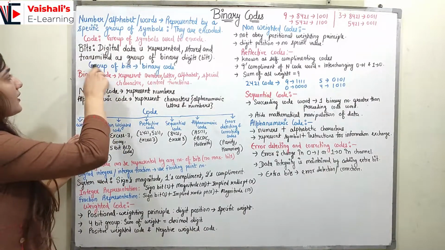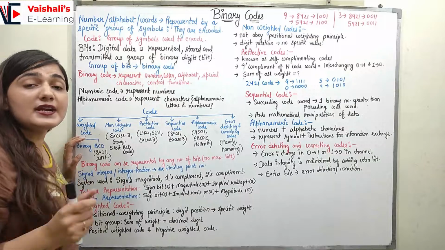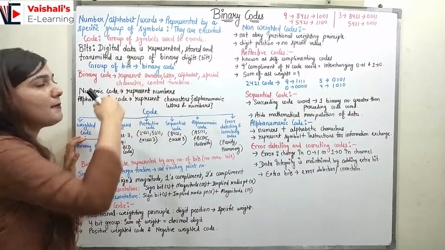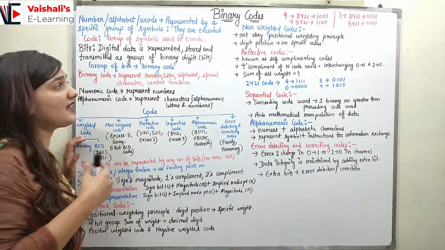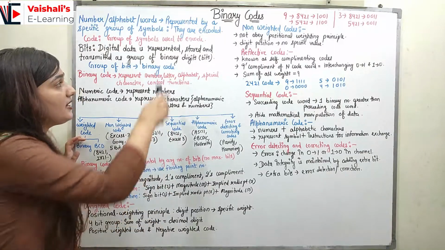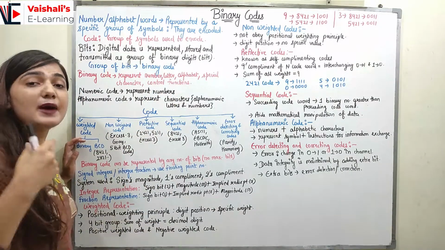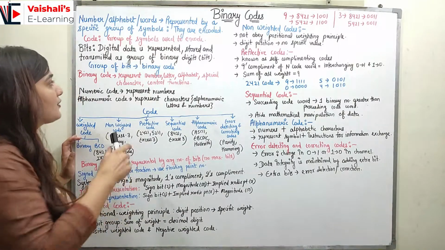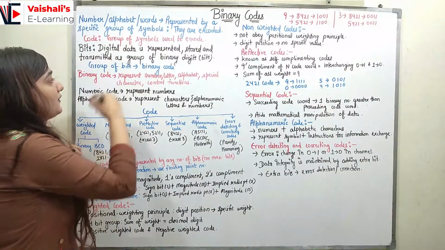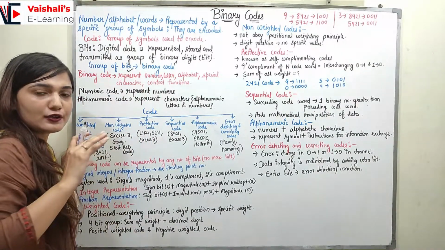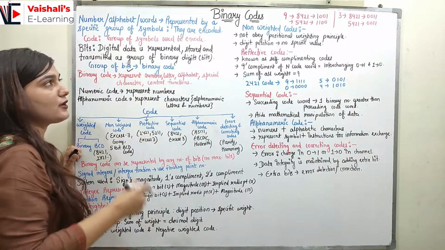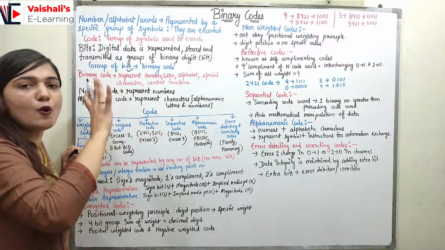Now coming to the bits. What are bits? Bits are in the form of zeros and ones. Binary data can be represented, stored, and also transmitted in the form of zeros and ones, that is, binary digits, and these binary digits are known as bits. So binary codes will be represented by groups of bits only. A binary code is represented in the form of zeros and ones. I hope you understood as of now what a binary code is.